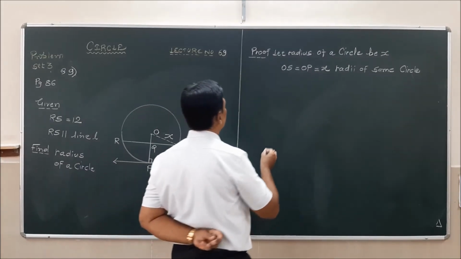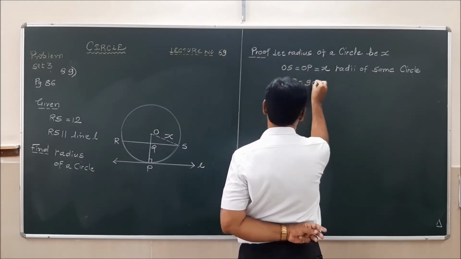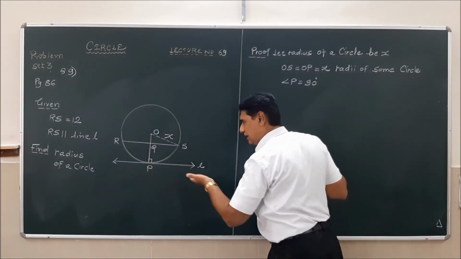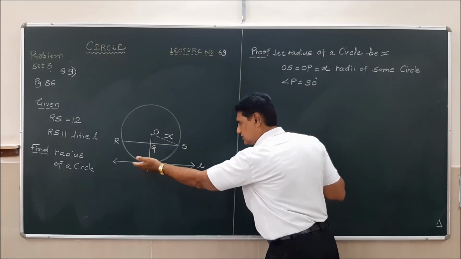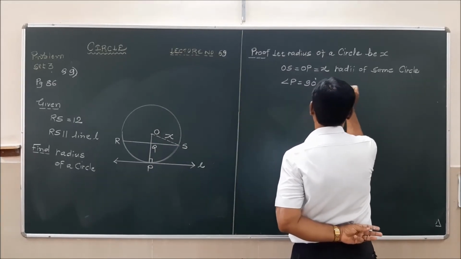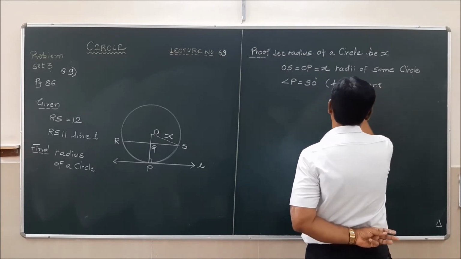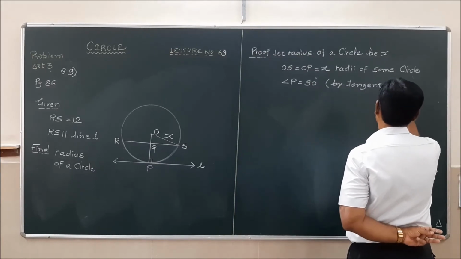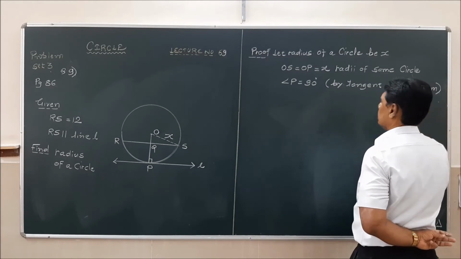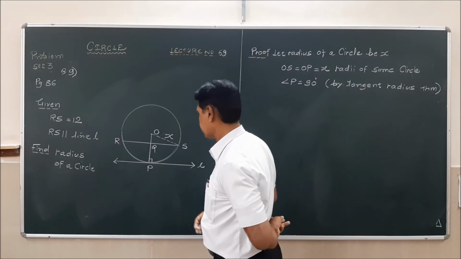Why is angle P 90? OP is a radius and L is a tangent, so by the tangent-radius theorem, a tangent is always perpendicular to the radius at its point of contact.